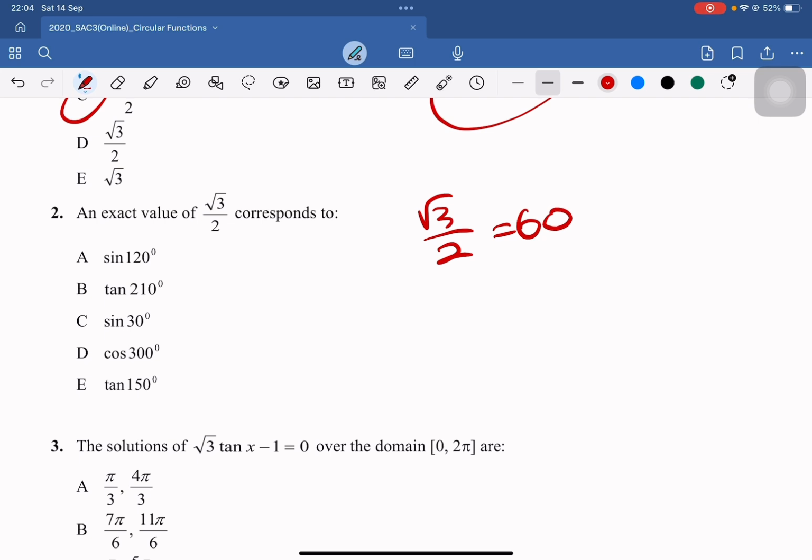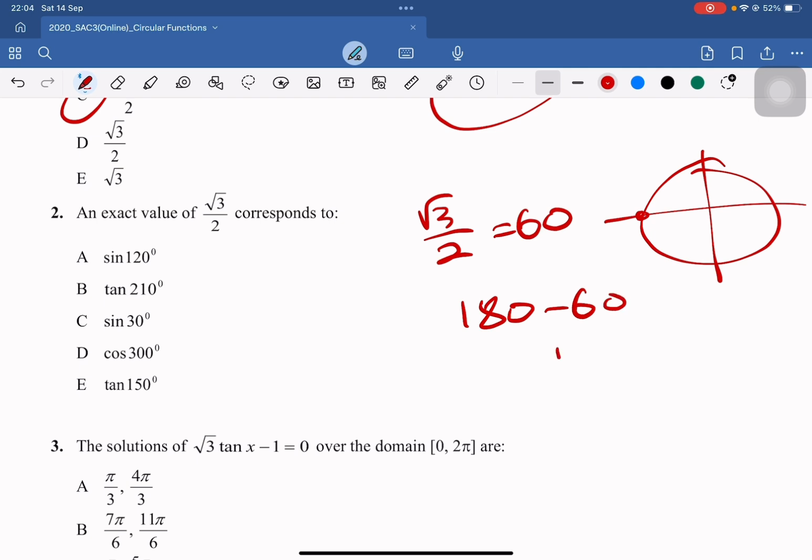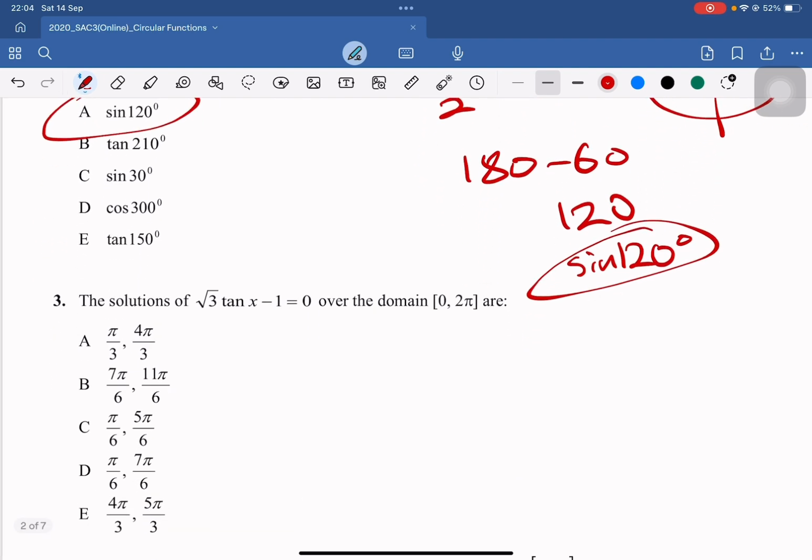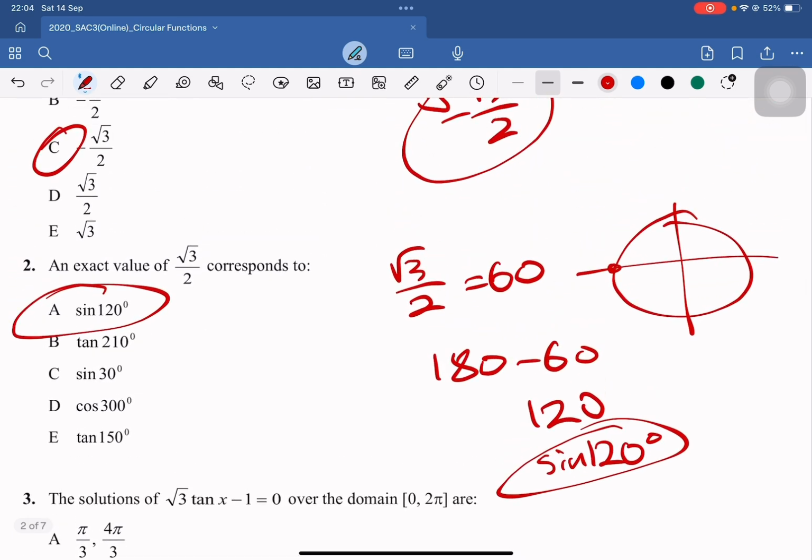Since it's 60 degrees, it's closest to this point, so it's going to be 180 minus 60, which gives us 120. In this case, it's going to be sine 120 degrees as the answer. So the answer is A. Also, if the angle was around here, it would be 360 minus the angle. But since it's around here, it's going to be 180 minus the angle of 60.